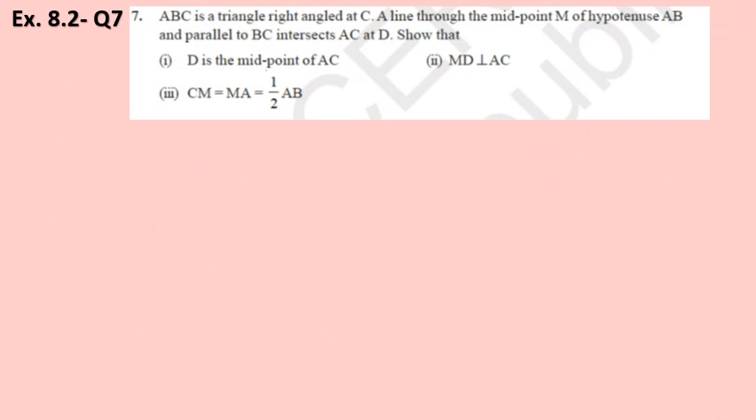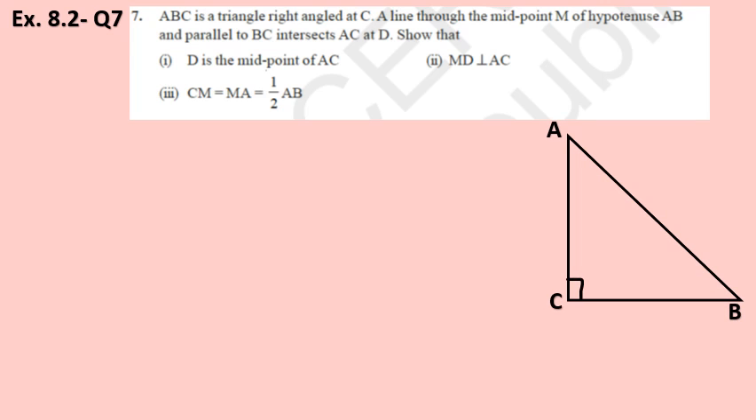Now, question number 7. ABC is a triangle right angled at C. A line through the midpoint M of hypotenuse AB and parallel to BC intersects AC at D. So we need to show. So let us first draw the right angle triangle ABC, right angled at C, and M is the midpoint of AB, and the line parallel to BC intersects at D. So MD parallel to BC. What we need to prove? D is the midpoint of AC, then MD perpendicular to AC, then CM equal to AM equal to half AB.